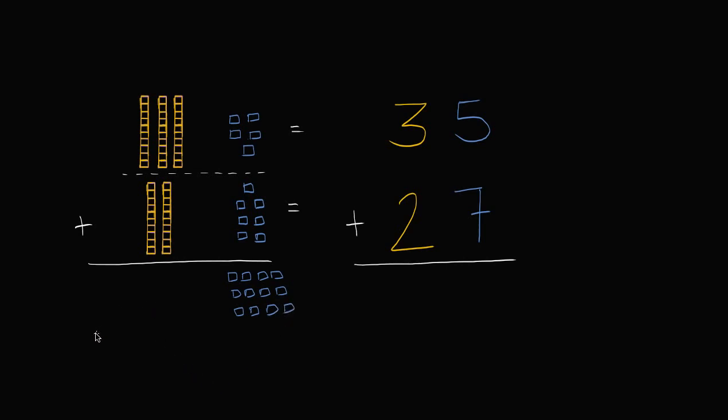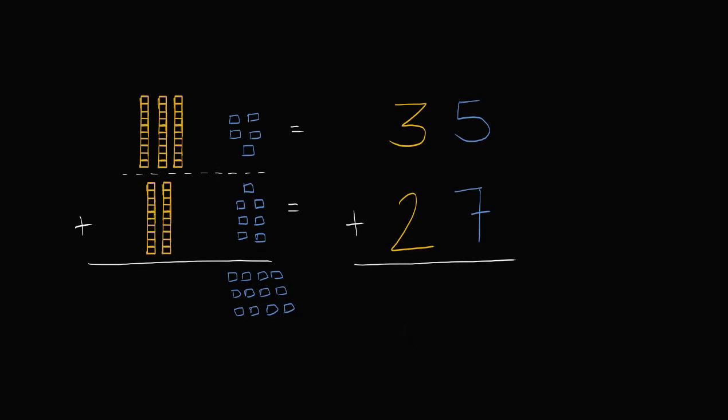Now you might notice a problem here, because if I take 5 plus 7, I can't write the number 12 in just the ones place. I just need to have one digit. I can't have 2 digits there. So what can we do? Well, what we could do is take 10 of these ones and group them into a 10 and put them into the tens place. What am I talking about?